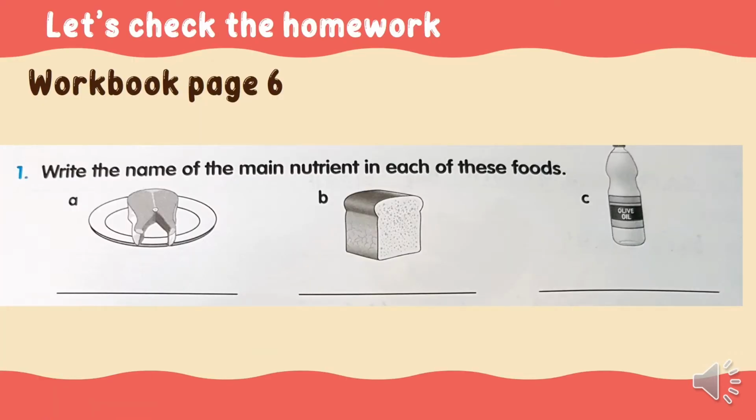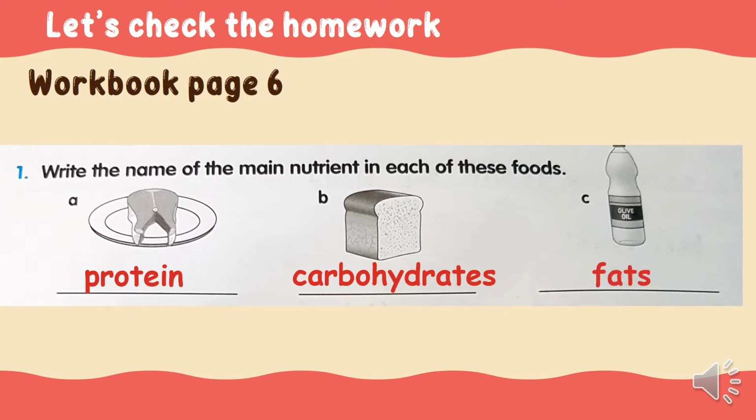So workbook page 6, we had a few questions. Write the name of the main nutrient in each of these foods. The first one is fish. What is the nutrient present over there? Yes, it is protein. The second one is bread. What is present in bread? Yes, carbohydrate, because bread is made from wheat. Now the third one is olive oil. Olive oil contains fat.